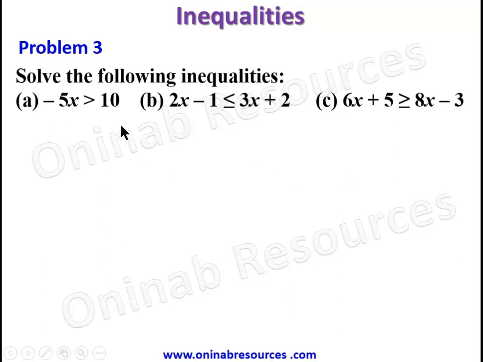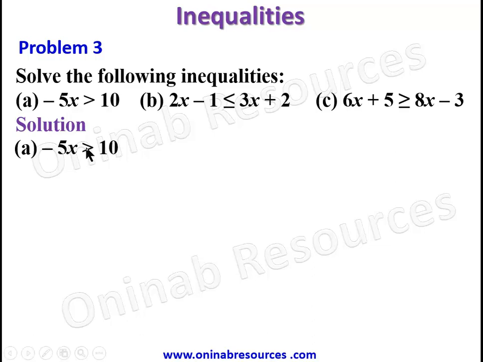We go to problem 3. For problem 3, solve the following inequalities. We have problem A, B, and C. So we start the solution from problem 3A. Now we are going to divide both sides by a negative number, which is negative 5. So the rule is that if you are dividing both sides by a negative number, the symbol will be reversed.